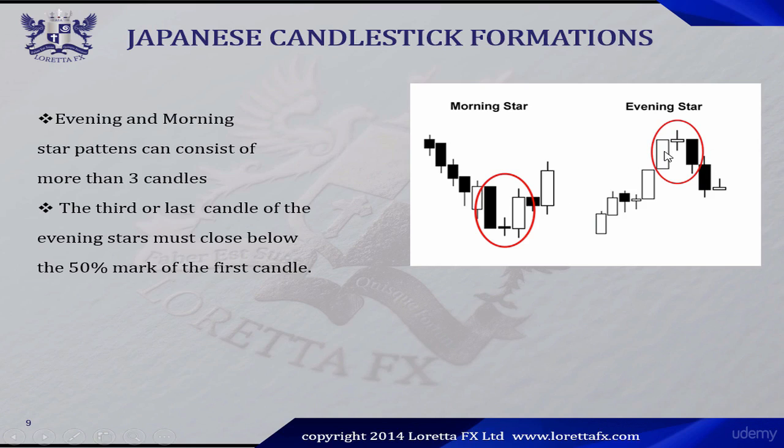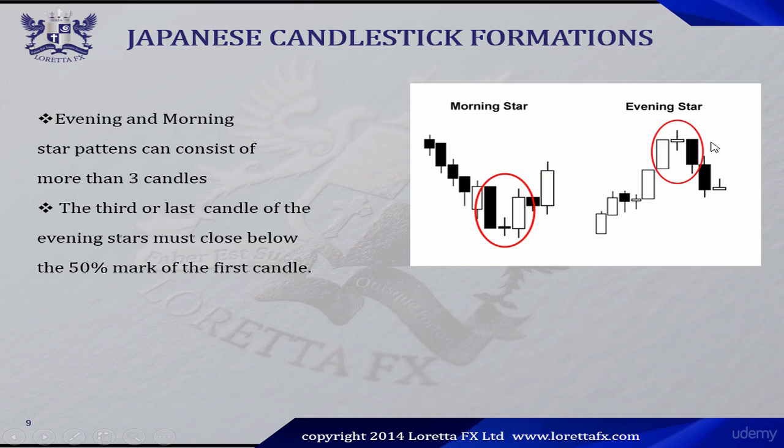So here we have an evening star. The third candle, which is this candle, must close below 50% of this first candle here. That is necessary for this to be confirmed as an evening star pattern. Okay, the same goes for the morning star. The third candle must close above 50% of this first candle here. So this is an example of the evening star pattern and the morning star pattern, two very powerful candlestick patterns.